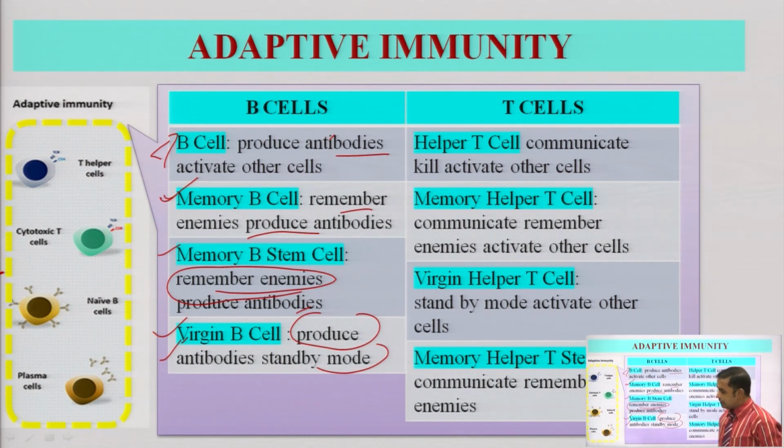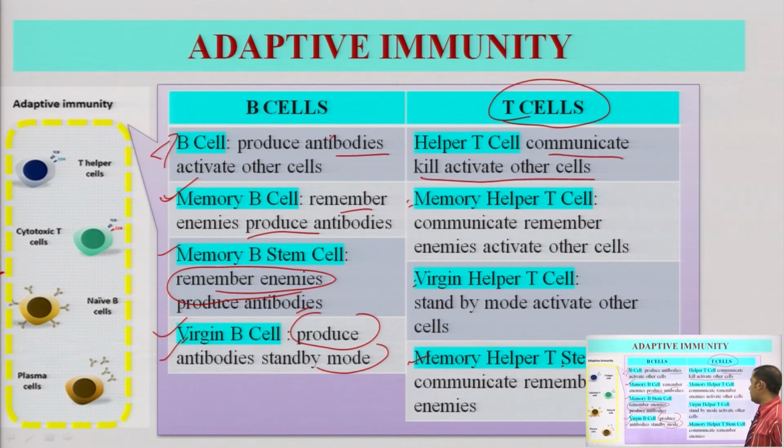Now, let me tell you about the T cells. Here are three variants of type: helper, cytotoxic, and regulatory. But yes, within helper there is something called memory, and there is virgin, and also memory helper T stem cell. So, let me tell you one by one. Helper T cells will communicate and activate other cells. Memory T cells will communicate and remember, yes, and virgin T cells will be in standby mode.